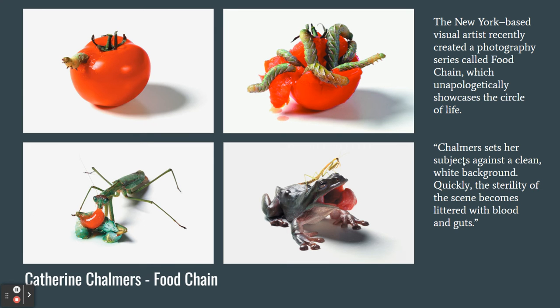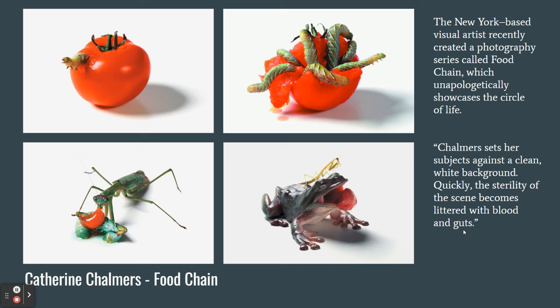So here, Chalmers sets her subjects against a clean white background. Quickly, the sterility of the scene becomes littered with blood and guts. So we have that juxtaposition of this gross biological stuff going on and this clean, scientific background. When we look at it, it references, let's look at this scientifically. This is not just a nature photo. And so all of the choices, the lighting, what she includes, the order that she puts them in, all of those things try to get an idea across.